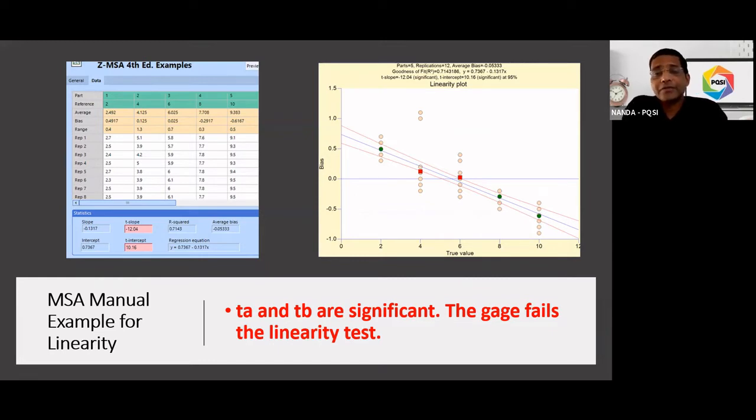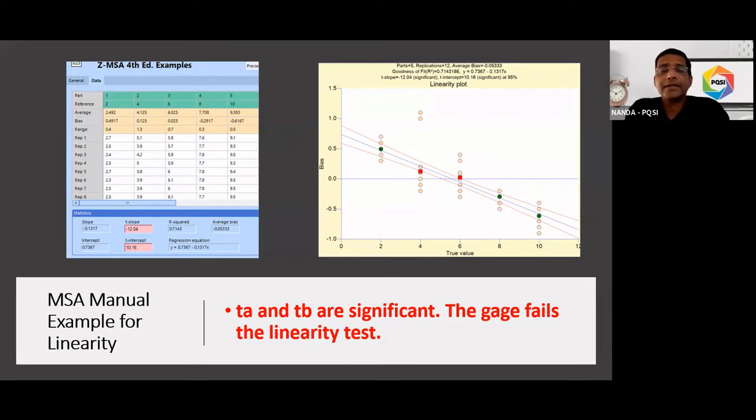On the right-hand side of your screen is the graphical output that GaugePack gives you for the linearity plot. It has your measuring range on the x-axis and bias on the y-axis. And you see there's a slope. So the T slope is significant, and the T-intercept is also significant. So that's the basic thing.